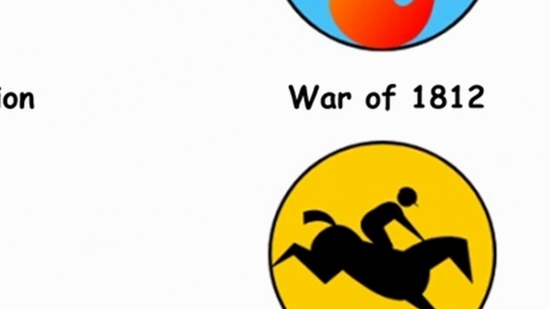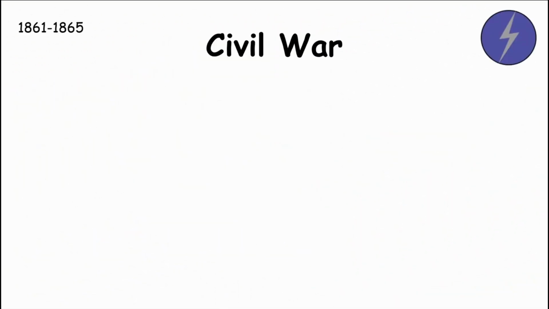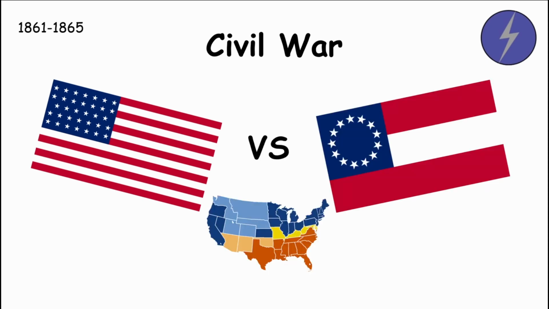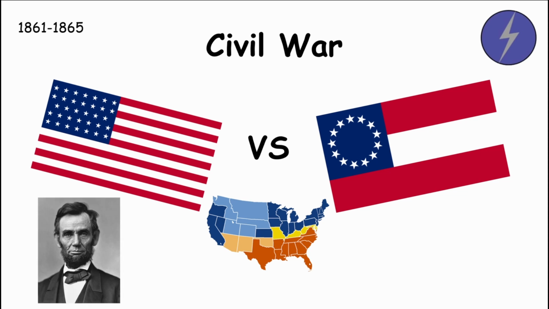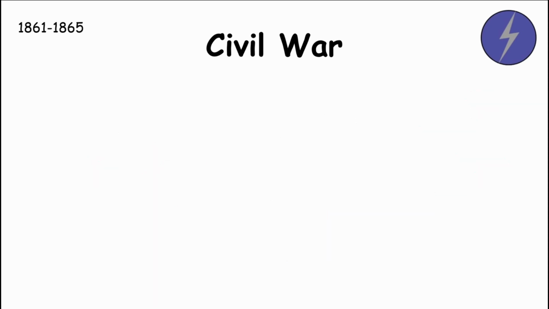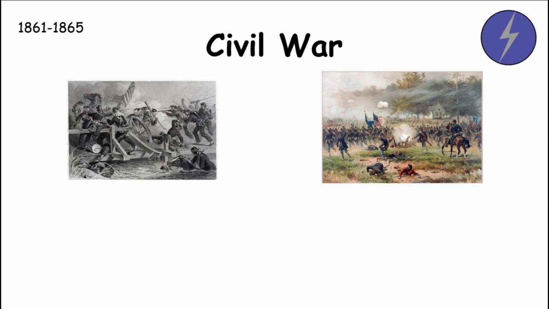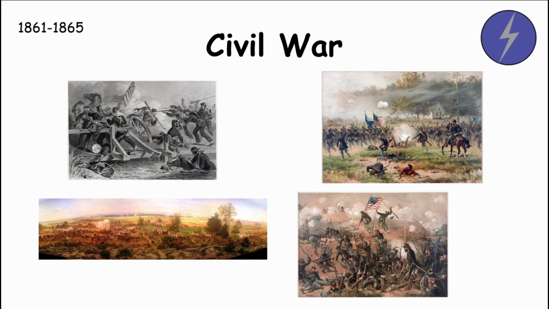The Civil War. The Civil War in the United States was a conflict between the northern and southern states, primarily over the issue of slavery. The conflict reached its breaking point when Abraham Lincoln was elected as president, leading several southern states to secede. The war witnessed significant battles, such as the First Battle of Bull Run, Antietam, Gettysburg, and the Siege of Vicksburg.